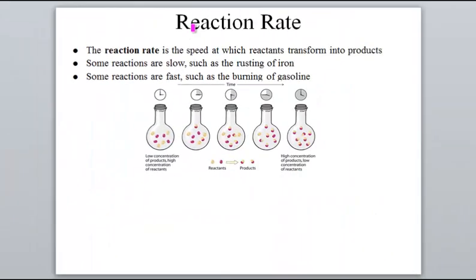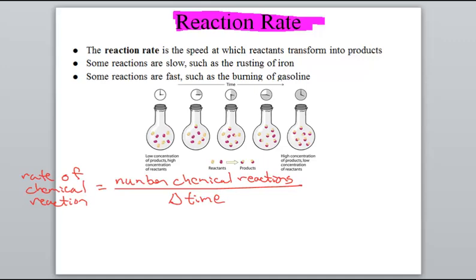Now we're going to shift gears and talk about reaction rate. Reaction rate is how many chemical reactions are happening per time. Rates are always a change. And here we're going to talk about the rate of a chemical reaction. Again, it's the number of chemical reactions per change in time. That triangle means change.